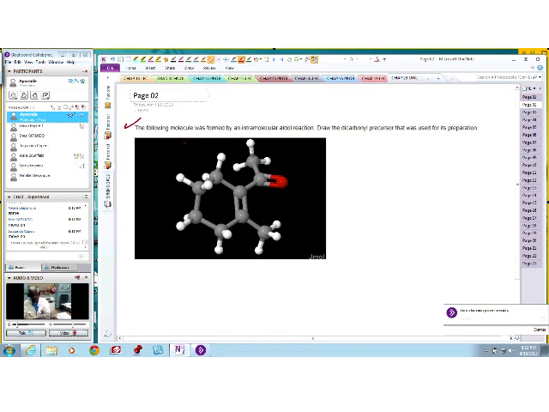You are all welcome. Okay, now, in this molecule here, they say the following molecule was formed by an intramolecular Aldol reaction. Now they want us to draw the dicarbonyl precursor. Precursor simply means the starting material in this case that was used for this preparation. Okay, so let me go ahead and write this molecule here so we could dissect the molecule and do some analysis on it.